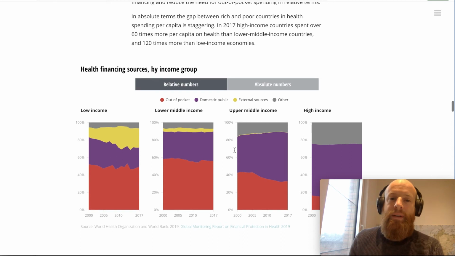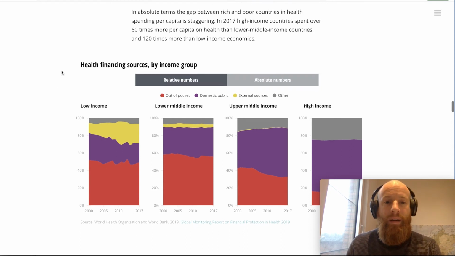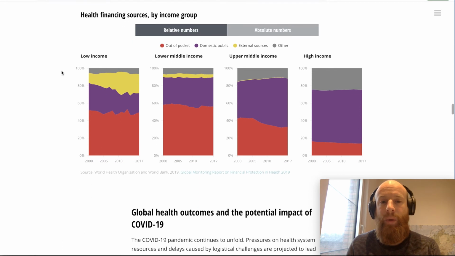The next chart is also related to financing healthcare, and it's all about where the money comes from when people pay their bills in healthcare. Again, we are looking at different income groups, from low income on the left to high income on the right. And you can see that there are four sources of money when it comes to paying healthcare bills.